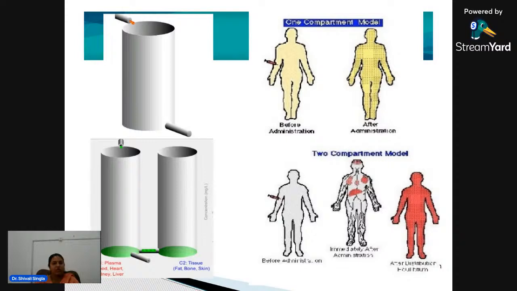Here again, same diagram, it is showing that the drug is injected to the patient and it gets distributed into the whole body. Means equilibrium is obtained immediately after the administration of that drug.